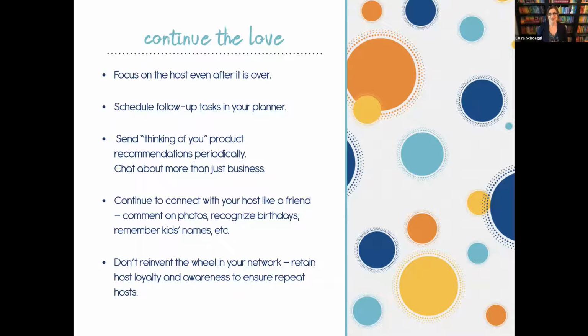I recommend scheduling follow-up tasks in your planner. Sqweee's event info pages make it really easy to go back in and see stuff about their party that give you a conversation point moving forward. We're actually working on developing some new things in the event info pages right now, so this will get even easier for you in just a little bit. Other ideas, you can send thinking of you product recommendations periodically if something comes out that you know is a similar product to what they've liked.